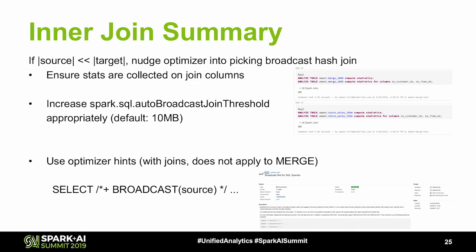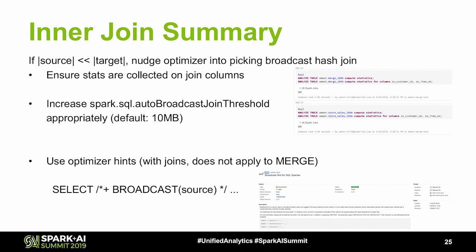So what's the takeaway from the inner join section? Well, if your CDC use case, your merge, looks like a typical one where one side is small, then ensure that it's using the broadcast hash join. And if you find that it's not using it, I wanted to show you a few ways that you can nudge the optimizer into picking broadcast hash. The first way is you can ensure that stats are collected on the join columns using the analyze table compute stats command.